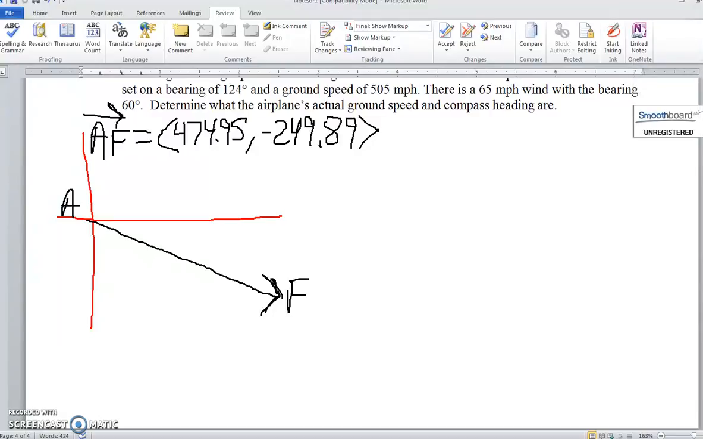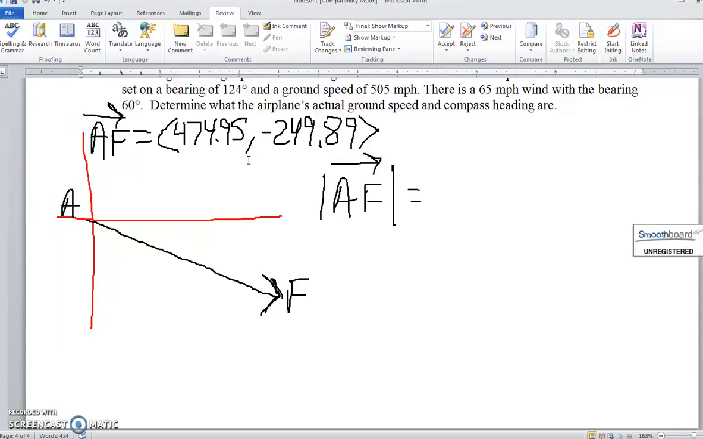We have several options for that. Really, for the speed we only have one option. We need to use our magnitude formula. So if I know what the vector is for AF, if I know that component form, to find the magnitude of AF, I'm just doing that distance formula sort of idea again. So that's what I'm going to be writing down here.